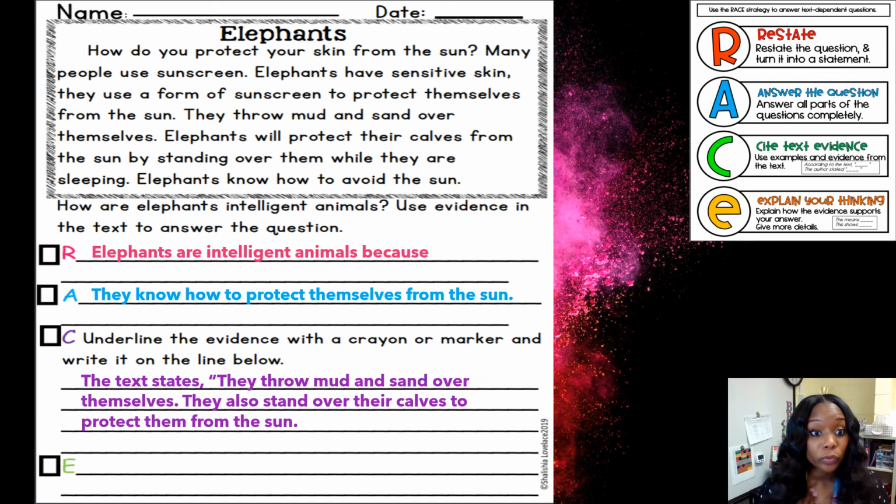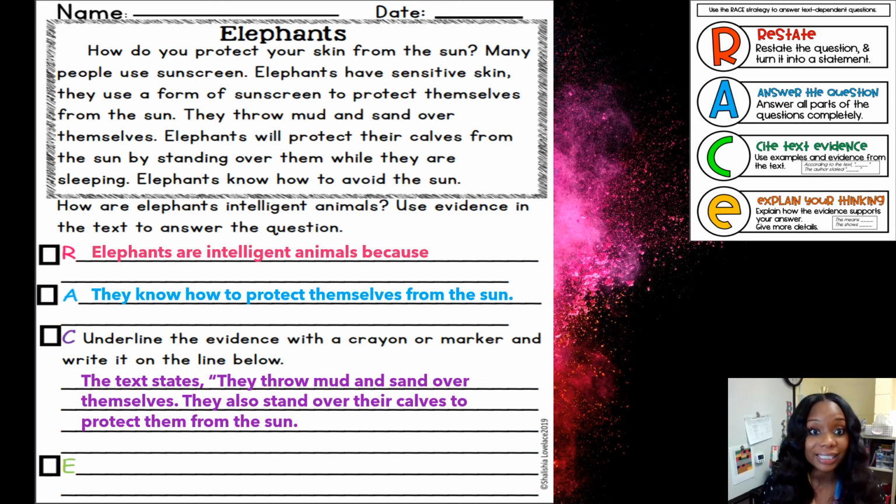Now our C. Remember, the C stands for citing evidence, okay? How do we know that they're intelligent? Because they know how to protect themselves from the sun. Where did we find that information? Well, we found it in the text. So I'm changing my starter sentence up, okay, my stem. I'm going to say, the text states, now I'm telling you where I found it. The text states in quotations. Why is this part in quotations? Because I'm getting this information directly from the text, okay?